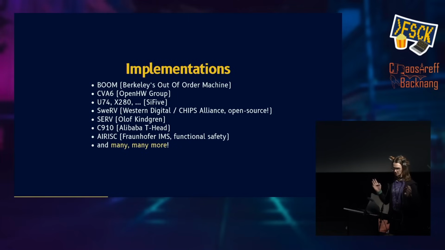SiFive makes a bunch of the main cores that you can buy nowadays. They're pretty cool. Western Digital has done some stuff which is also now open source. And there's this interesting one, SERV, which I found, which is an extremely tiny FPGA one because it processes stuff bit by bit. So it's really interesting for certain applications. Alibaba's T-Head semiconductor division is doing amazing work on really high performance cores like the C910. And there are also functionally safe cores, so they have proven safety and can be used in things like aerospace and trains and stuff. So there are many, many, many more. This is just a small selection. I probably missed some important ones.